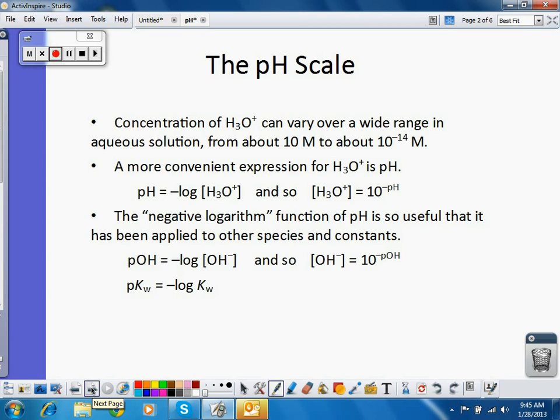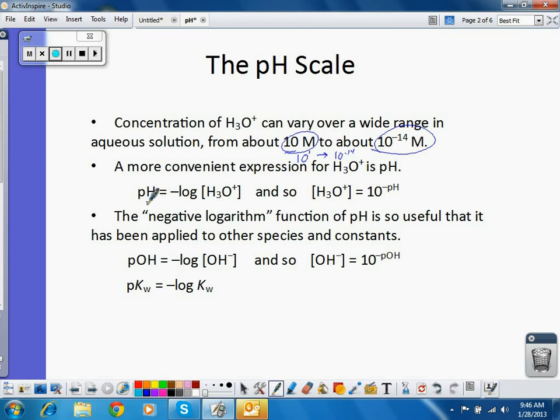Okay. So when we're looking at acids, and we really do everything in terms of acids, concentration of hydronium in different acids can be anywhere from 10 molar to 10 to the negative 14th molar. And that's a pretty wide range of powers of 10, because this would be 10 to the first, 10 to the negative 14th. That's a range of 10 to the 15th. So a more convenient way to express the concentration of hydronium is the pH scale.